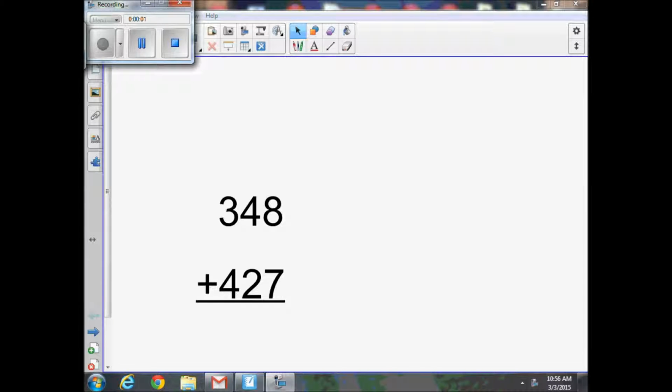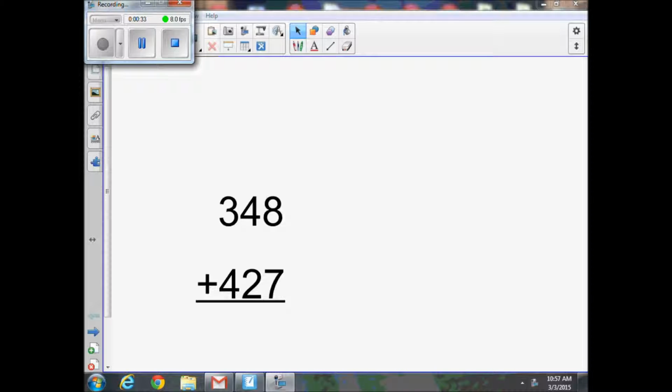Okay, today we want to add two three-digit numbers. We have the number 348 and we want to add it to 427. We know that 348 is our first and 427 is our second because we're adding those two numbers. The numbers that we are adding are called add-ins. And we have an add-in plus an add-in equals the sum. Yes, the sum is the answer when we have an addition problem.